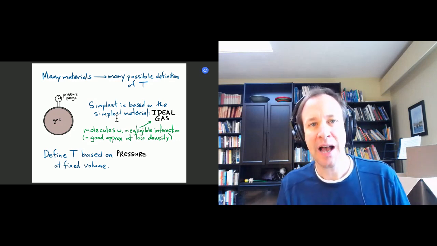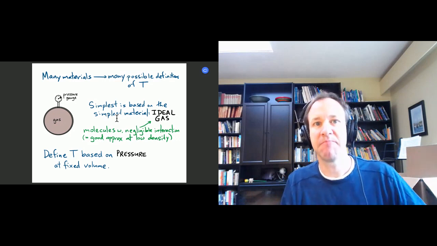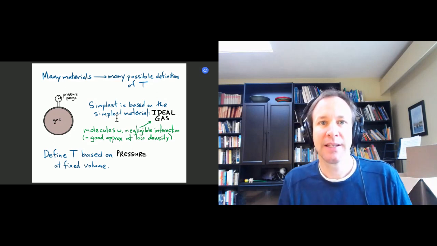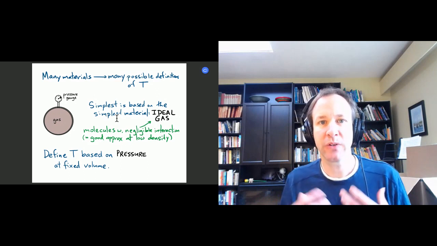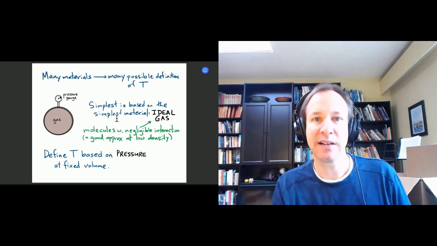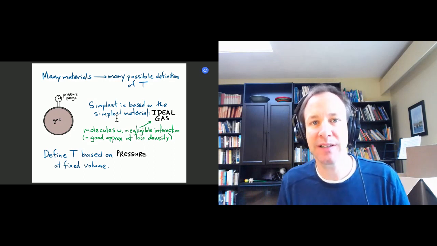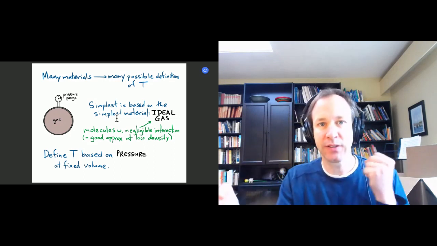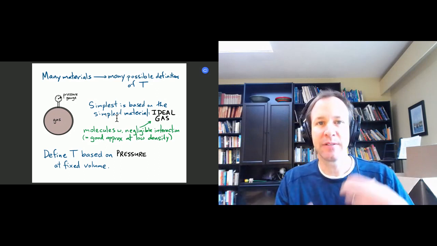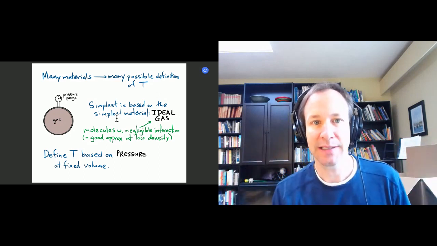Well, there is actually a particular way of defining temperatures that maybe scientists have settled on as being the simplest. And that simplest way, the nicest way of defining a temperature scale, basically starts by using the simplest possible material. And the simplest possible material is one where the molecules just don't interact with each other at all. So it's not a solid or a liquid, it's a gas, and specifically, it's this idealization of a gas that we call an ideal gas.